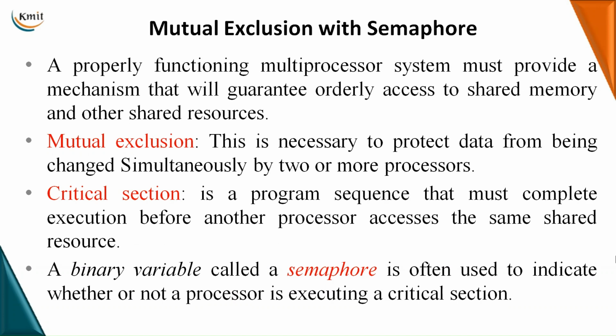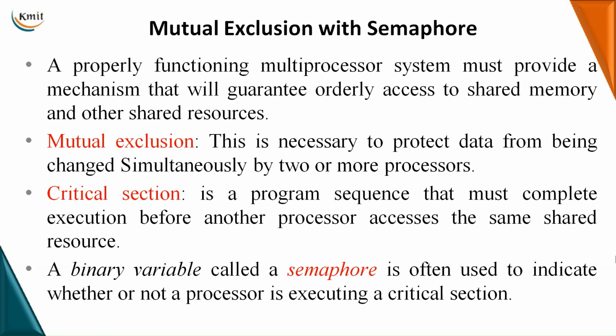One is mutual exclusion. Mutual exclusion is necessary in order to protect the data or the resources from being changed simultaneously by two or more processes. Two or more processes cannot change particular data at the same point of time. That can be guaranteed by the concept of mutual exclusion.